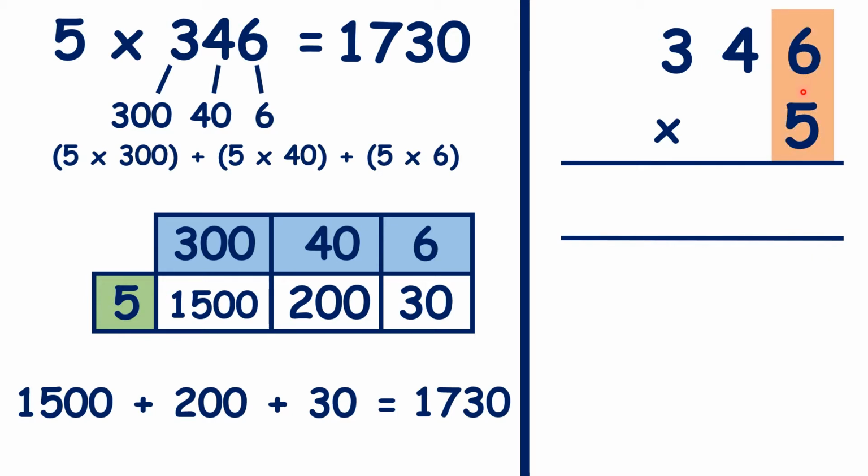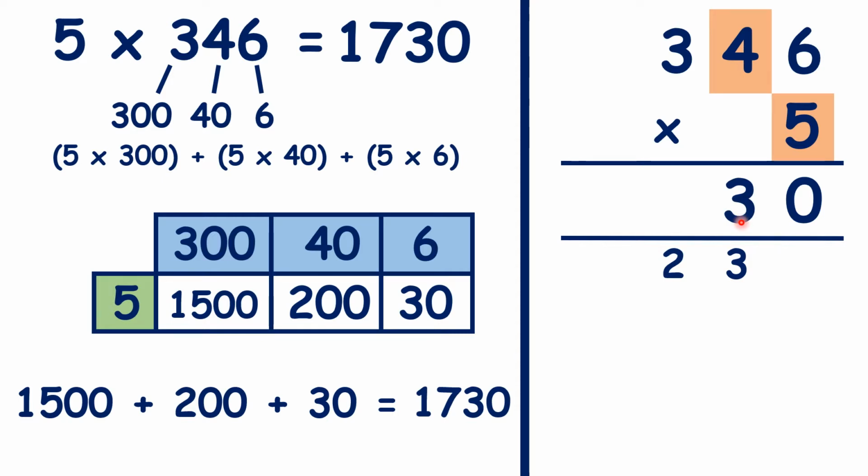6 times 5 is 30, but because there are 3 tens and 0 units in the number 30, we can write a 3 under our tens column and a 0 in our units answer line. Now 4 times 5 is 20, but then we add the 3 tens we made from multiplying our units. So we have 23. So we can write 2 under our hundreds column and 3 in our tens column.